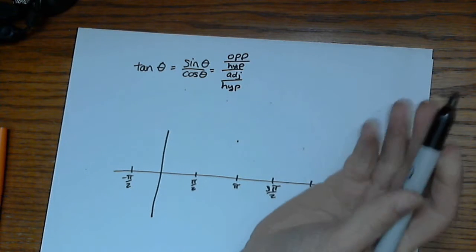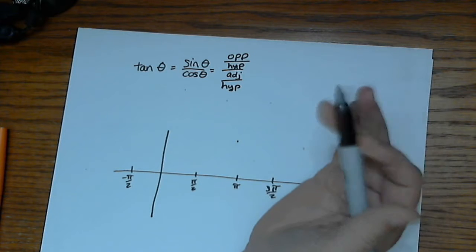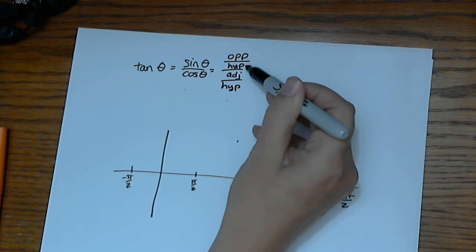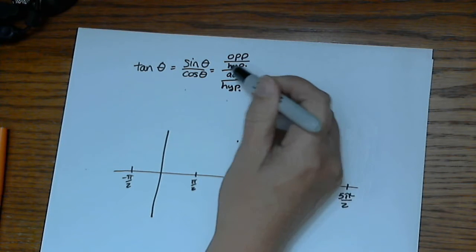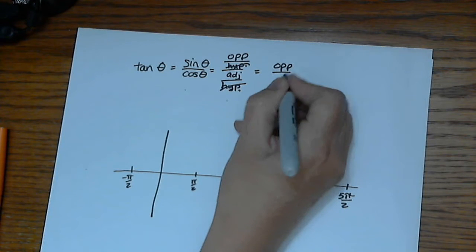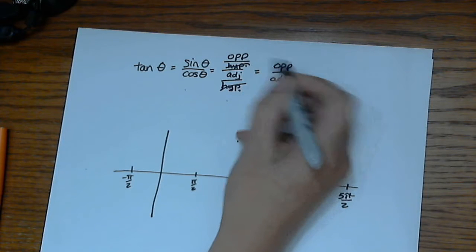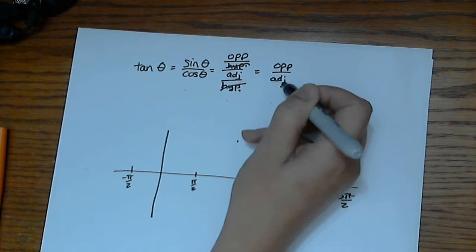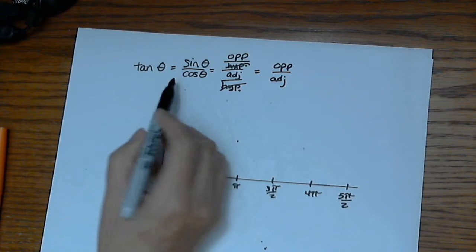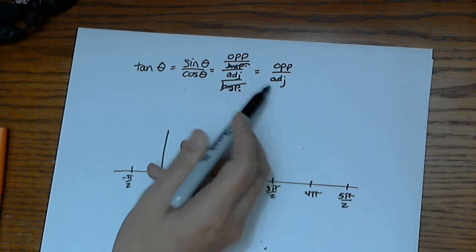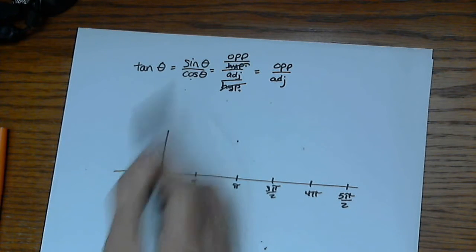If you've ever done much with complex fractions like this, you know that if you have the same denominator in the numerator fraction as in the denominator fraction, you can cross those out and you will get opposite over adjacent. That top number stays where it is, and the bottom number stays in the denominator. Opposite over adjacent is one of the definitions we have for the tangent of an angle, the opposite side divided by the adjacent side. So that's the same thing as sine over cosine.